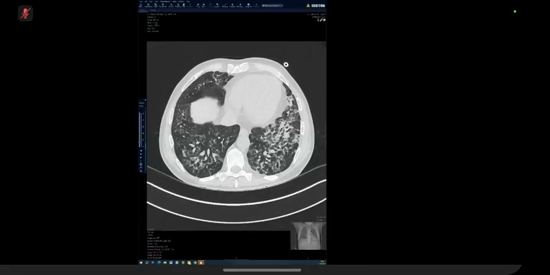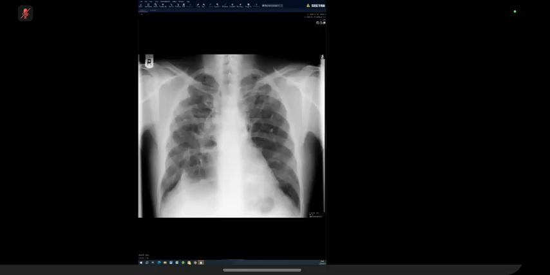Do we have candidate number 3 with us? Yes, ma'am. Okay, I'm going to give you a chest X-ray again. This is a routine clinic chest X-ray of a patient who's come in for follow-up.